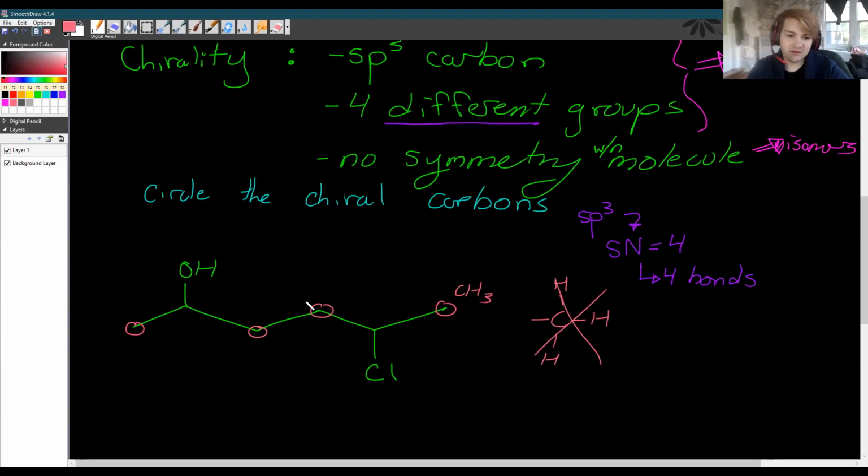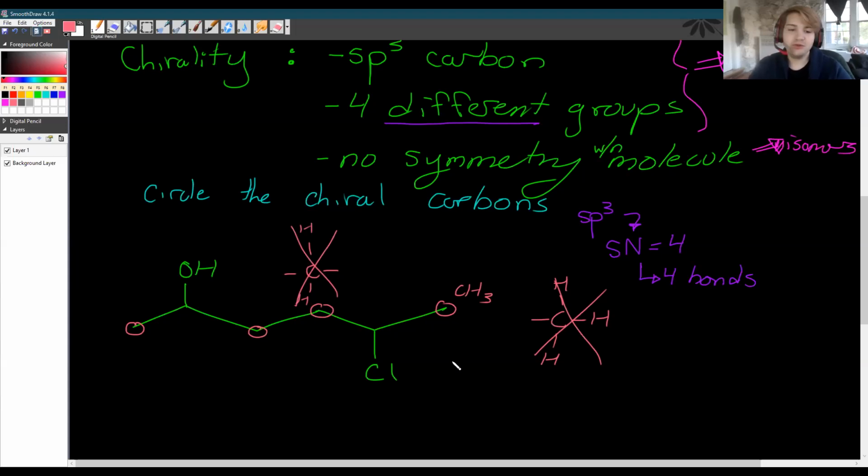Same thing with these two inner circles right here. These are CH2 groups. So we have it bonded into the rest of the chain, but then we have H and H, right? So those are the two same groups. So these are not chiral either.